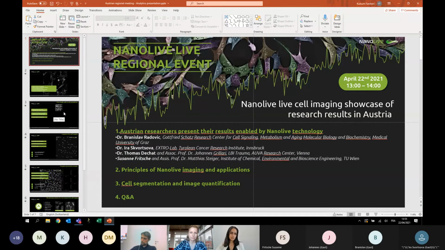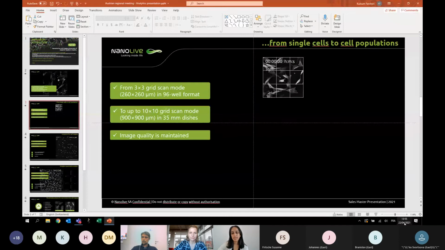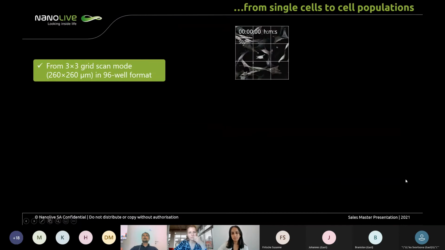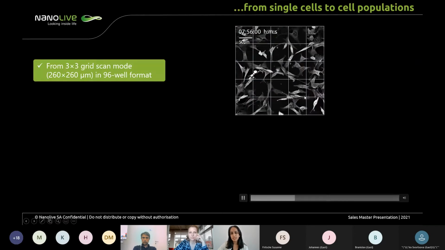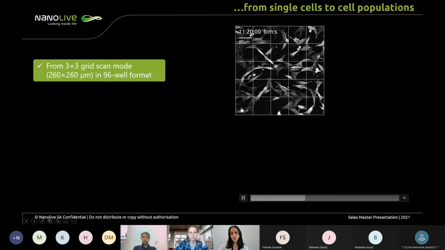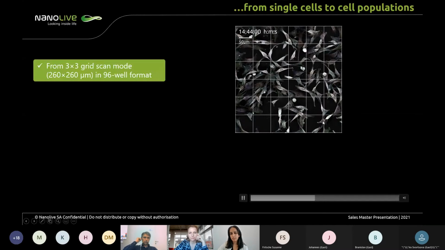So the first question we had from many people was that the field of view was too small. Due to the way the technology works, it's complicated to change the objective. So what we did instead is we have a grid scan possibility. Now you can combine, as you see, this is a single field of view, normally 90 by 90 microns. We can then do grid scans to create larger squares and get much more information, up to 1 millimeter squared. So it's a lot of information.